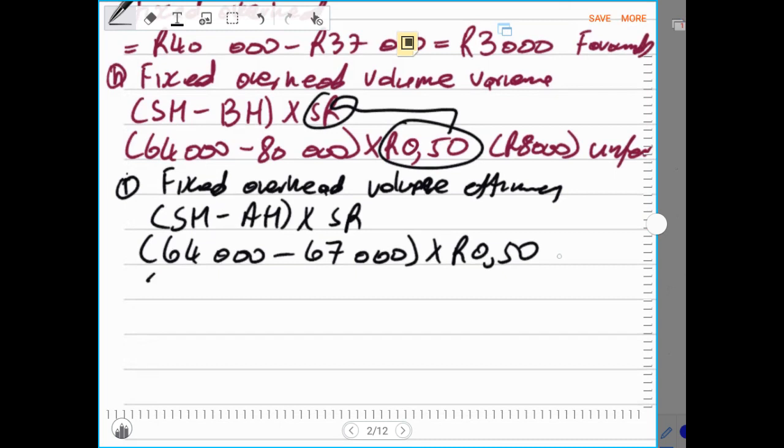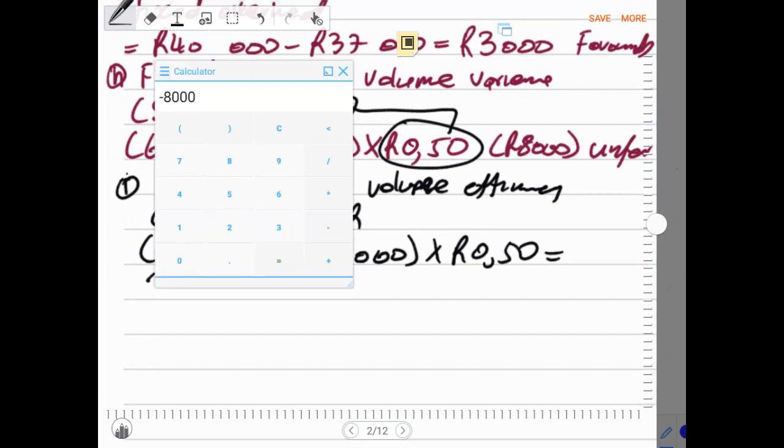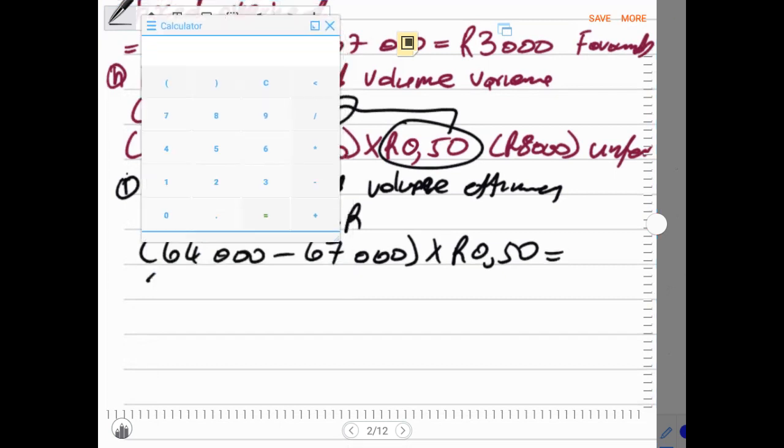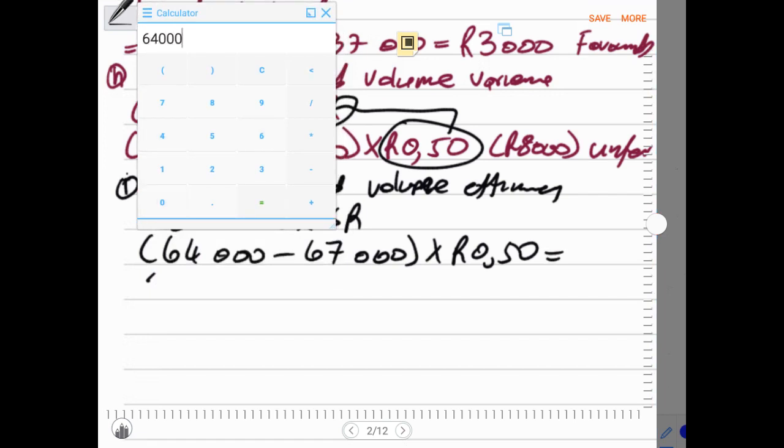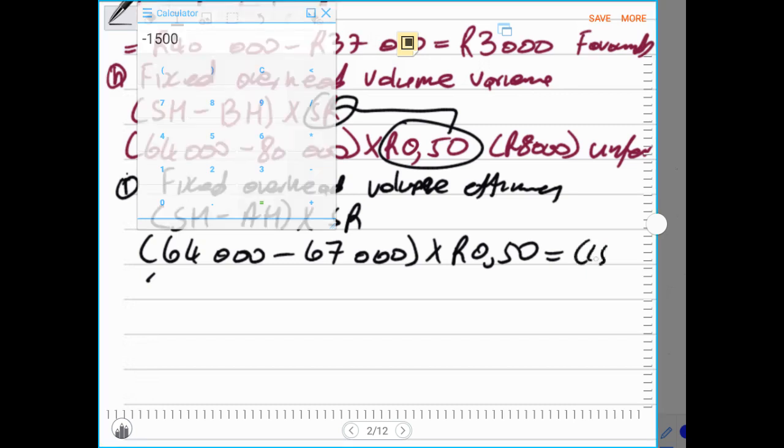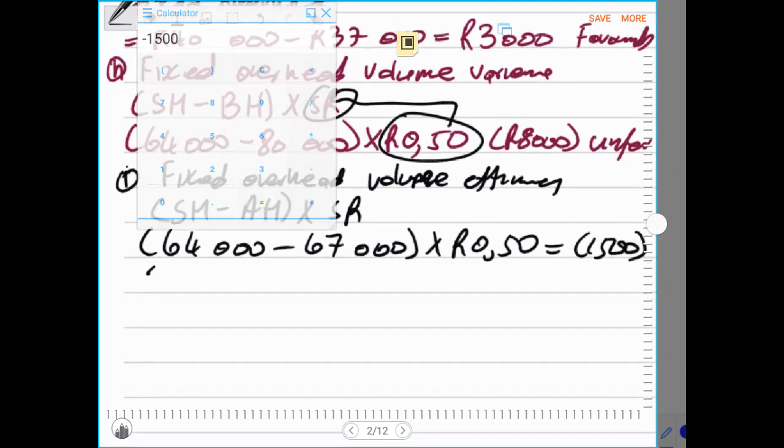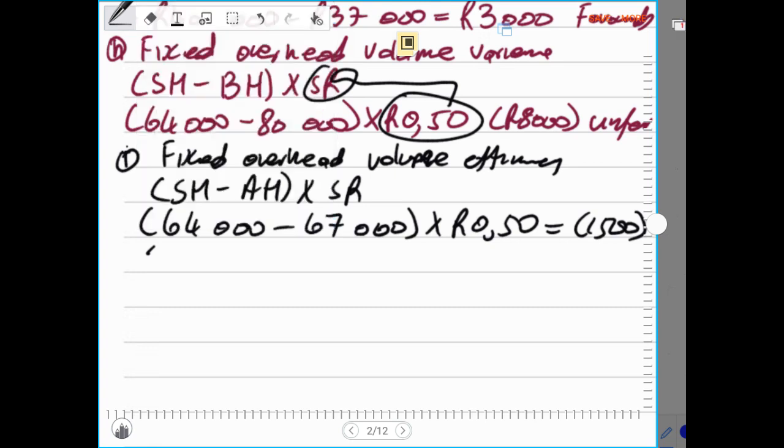Then now we get to our variance, which will have to be unfavorable, I suppose. 64,000 minus 67,000. And we times this by 0.50, which is 50 cents. And this gives us negative 1,500 unfavorable. Then we go to the last variance, which is the fixed overhead volume capacity variance.